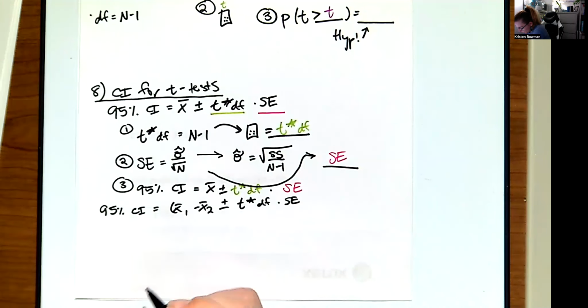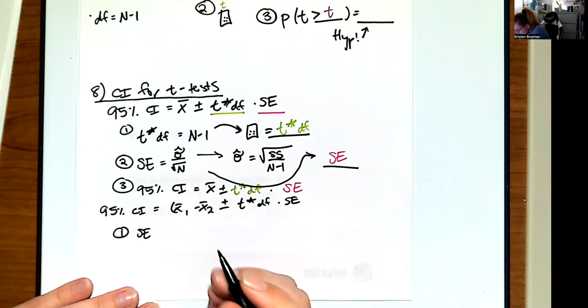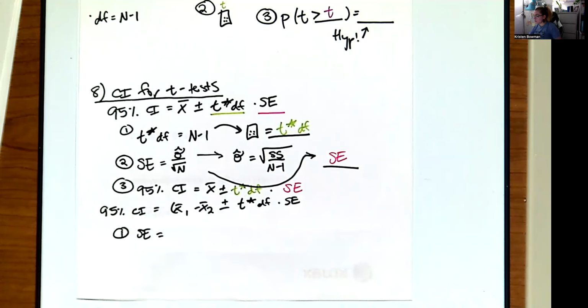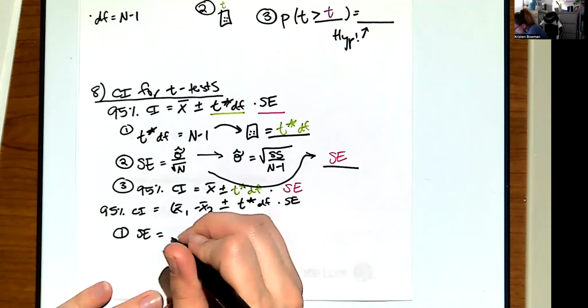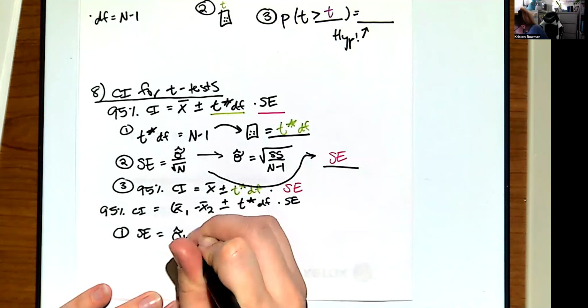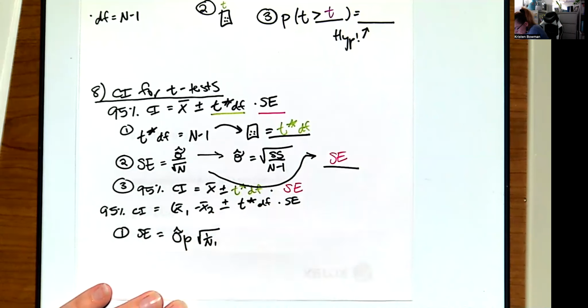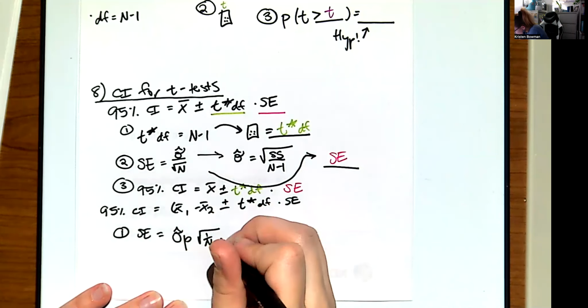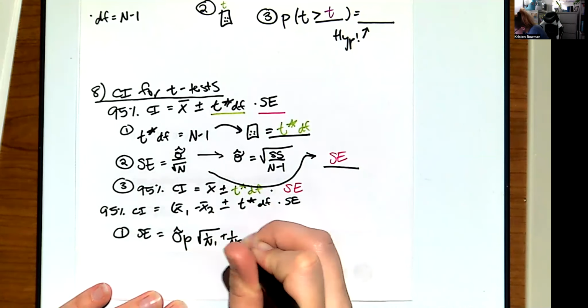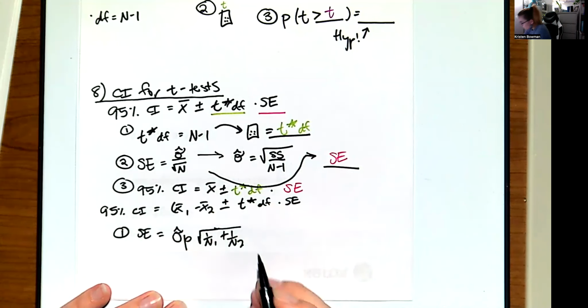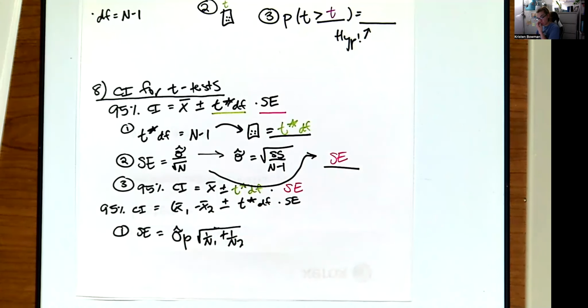But also, let's talk about it. We're going to have standard error. The equation for standard error when you have 2 groups, right? Remember, 2 groups is sigma hat pooled times the square root of 1 over n1 plus 1 over n2. That looks familiar, doesn't it? It should. So this is when we have 2 groups.